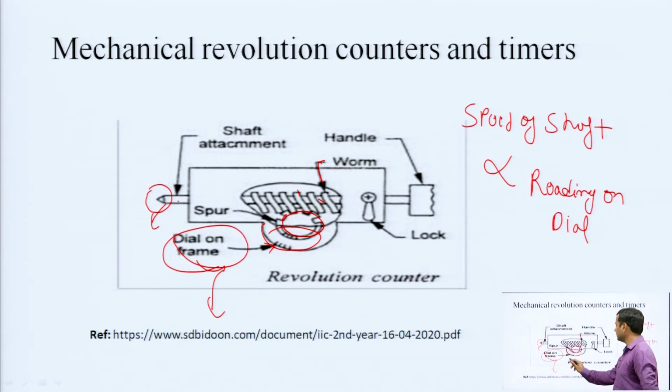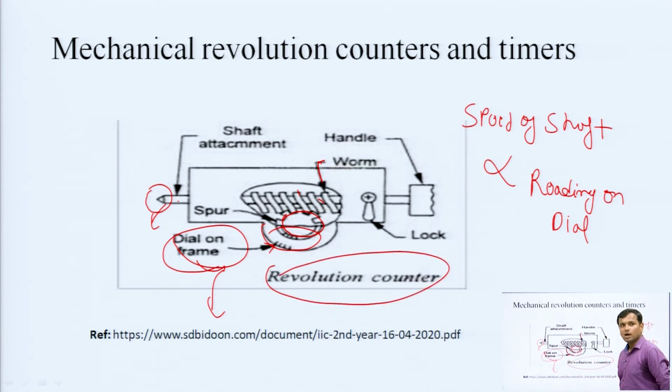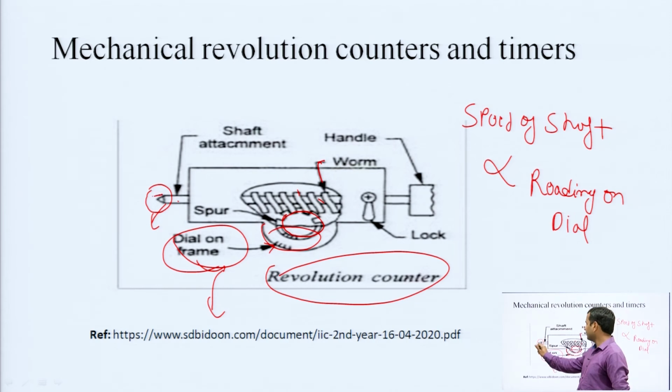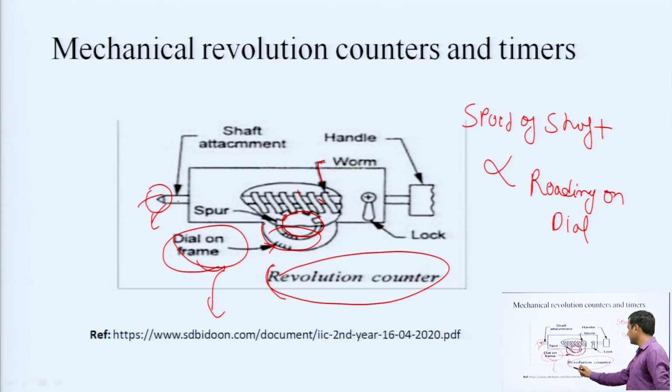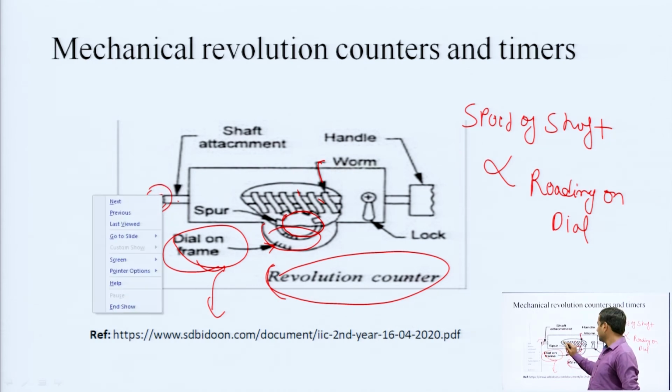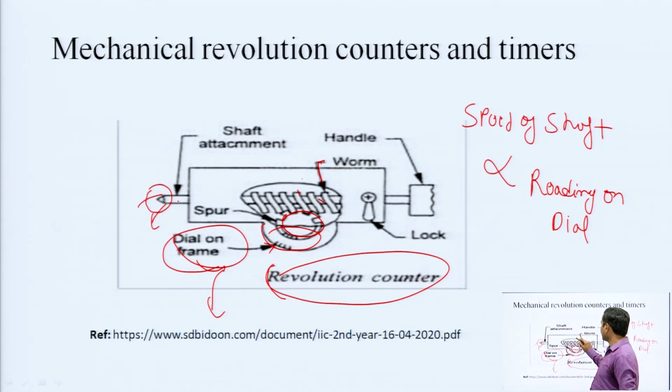So, that is why it is called a revolution counter, because the rotation of the shaft can be counted. That is why it can be called the mechanical arrangement of a revolution counter. When this shaft rotates, the worm also rotates, and the spur is connected with this worm.